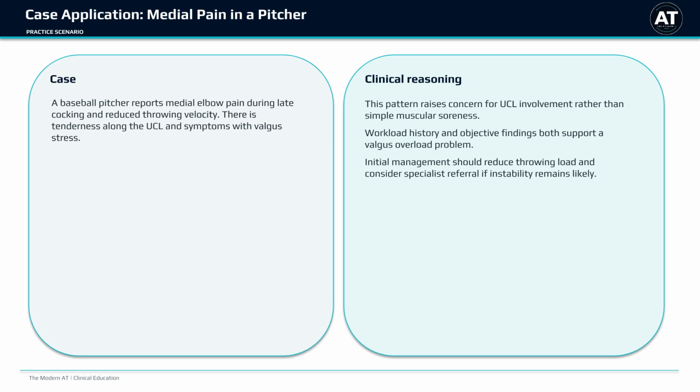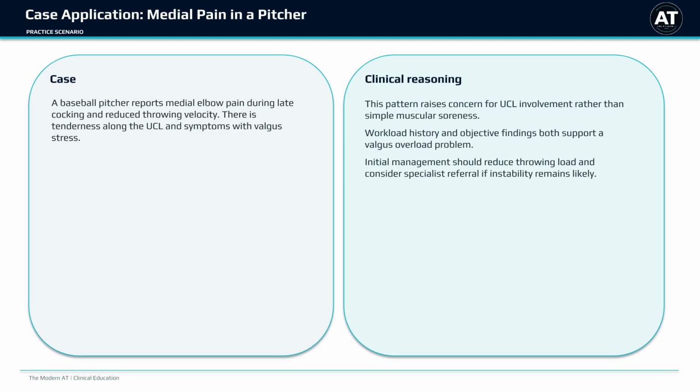In this case, a baseball pitcher has medial elbow pain during late cocking, reduced velocity, UCL tenderness, and symptoms with valgus stress. That pattern raises concern for UCL involvement rather than simple soreness. Ask about pitch count, recent workload spikes, fatigue, command changes, and whether pain continues after throwing.